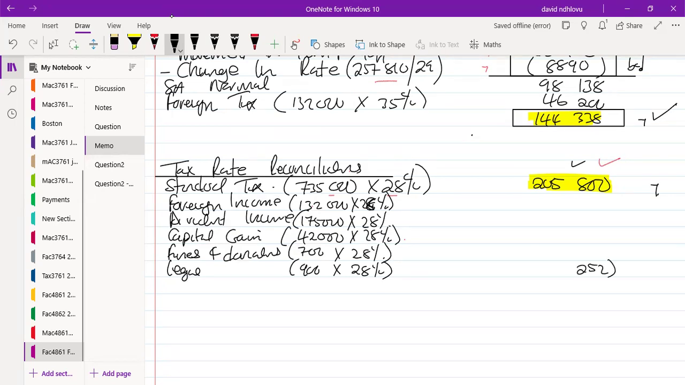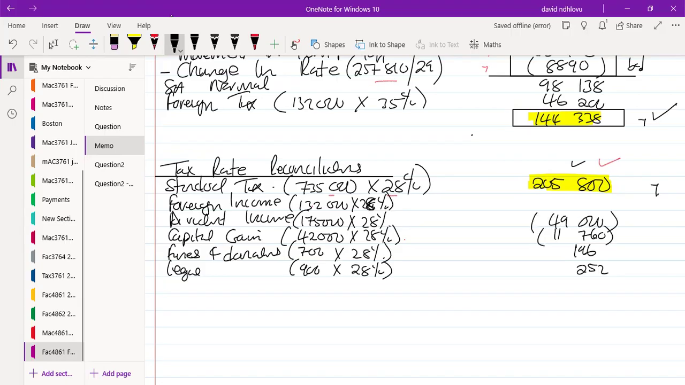And remember, this was an expense at back. At 700 times 0.28, 196 here. Right, 42,000 by 0.28, right, 11,760 income deduct. 175 times 0.28, income deduct 49,000.